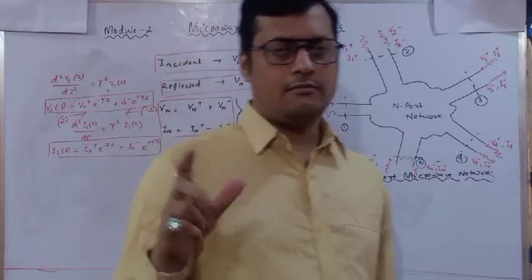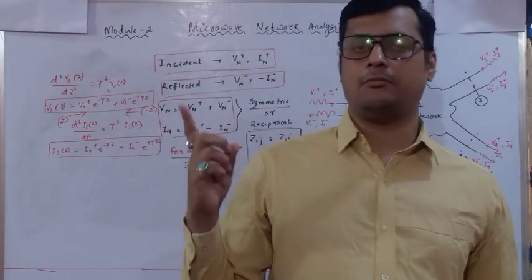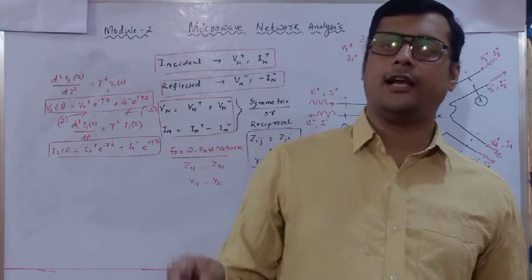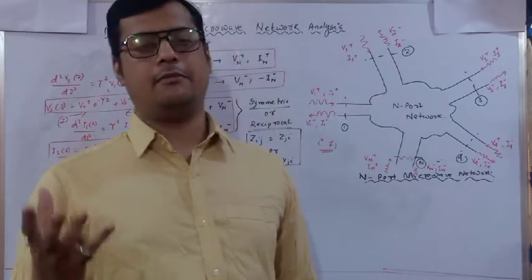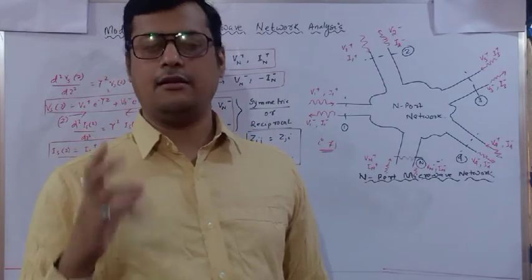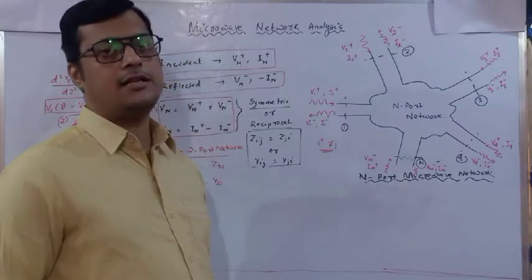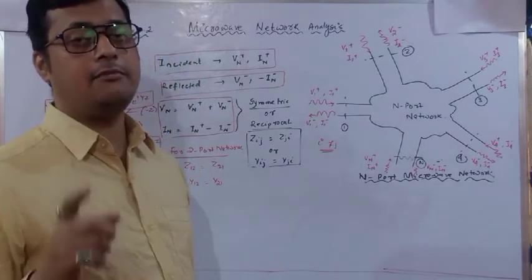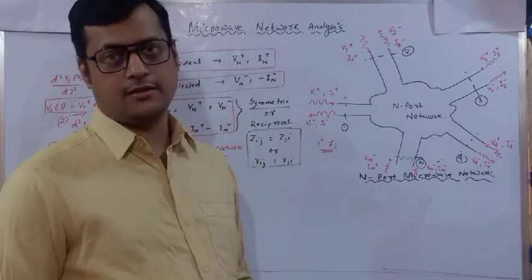Poynting theorem means E cross H will come into the picture. E is related to the potential and H is related to the current. So V into I is the total power, which can be analyzed in terms of electric field and magnetic field. So we will analyze the reciprocity theorem with the help of the electric field and magnetic field crossing through a particular cross section.